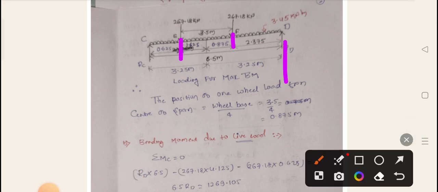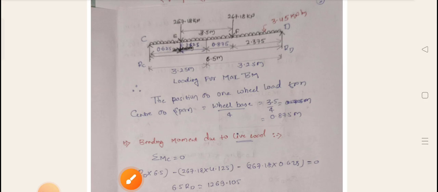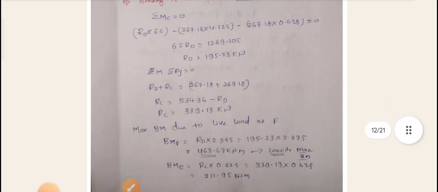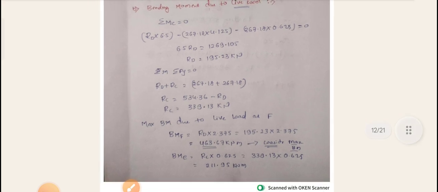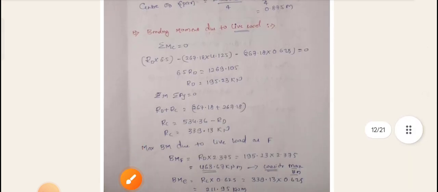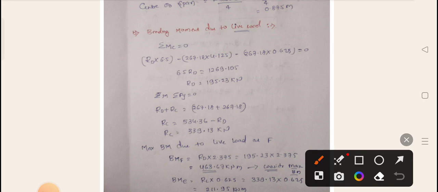If you see this, RD value is maximum and the distance is more, so definitely the maximum bending moment is going to come at F. That's why we are going to design for that value only. You can calculate E also. We'll calculate E as well as F, and whichever is the maximum, that one we consider. So at F, RD into 2.375. RD into 3.75, RD is how much? 195.23, into 2.375, that's 463.67.